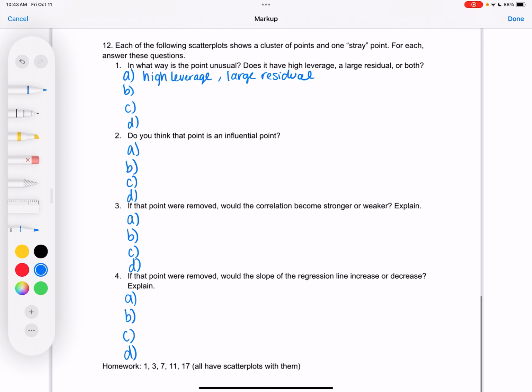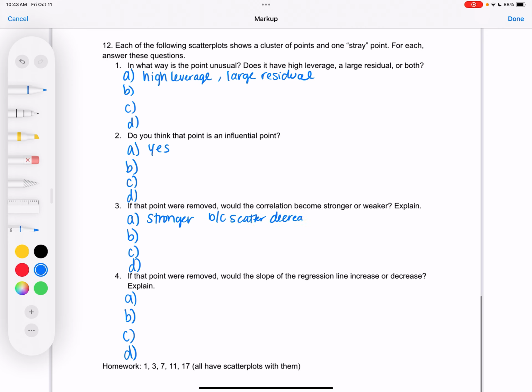Okay, part 2, do you think that point is influential? So if I remove that, is it going to change the slope of my line? Yes. If the point were removed, would the correlation become stronger or weaker? Explain. Stronger? Yep. Okay. Stronger because the scatter would decrease.